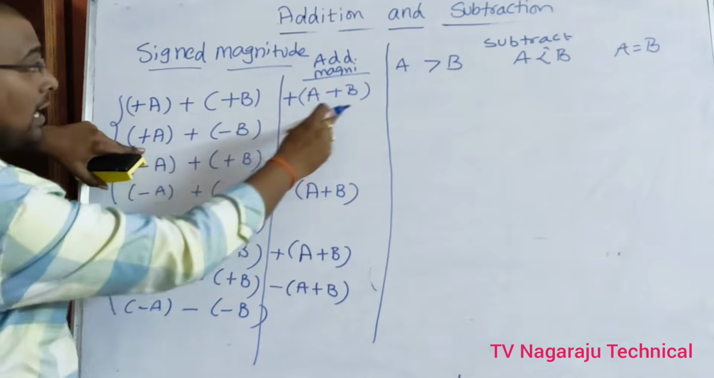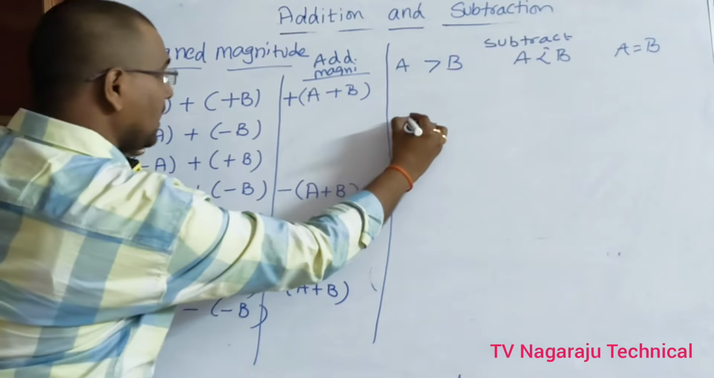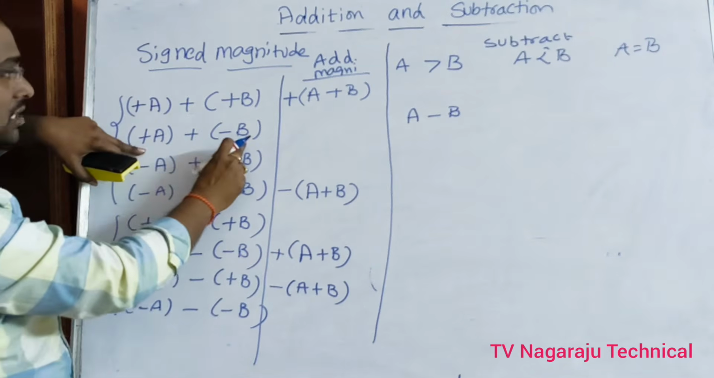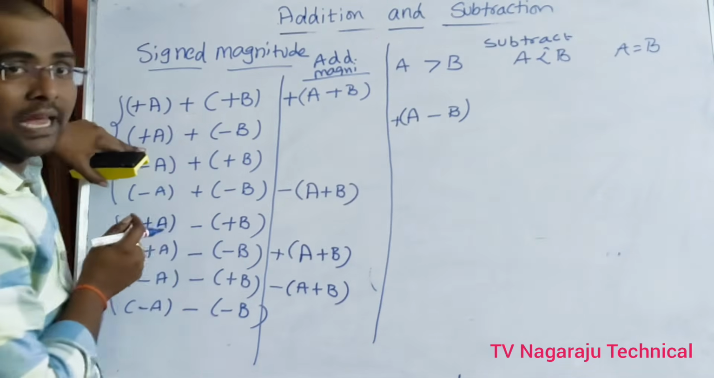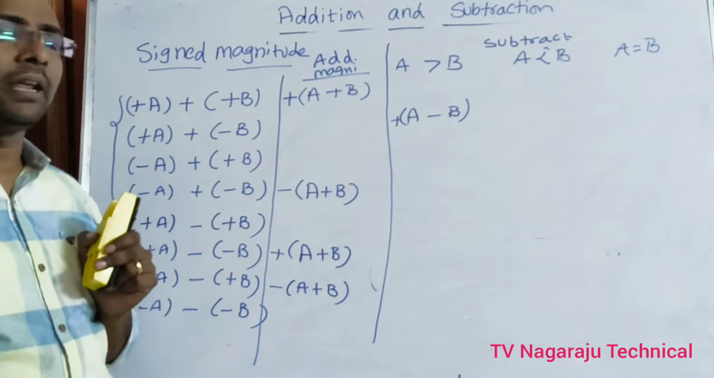Move to the second one. If a is greater than b, what is the answer? The answer is directly a minus b. If a is greater than b, what is the sign? Plus a minus b. Right or wrong? Simply, we are giving the sign of the larger magnitude.